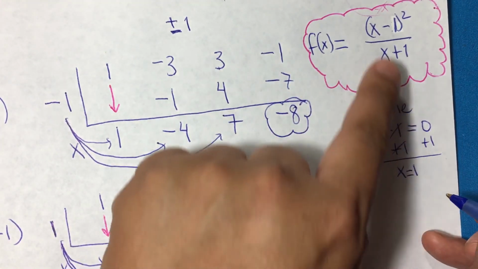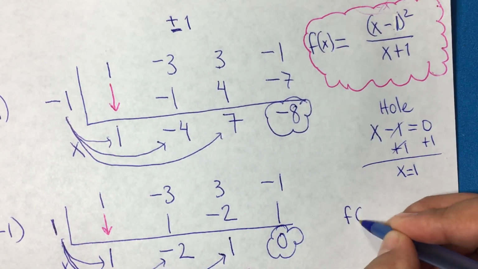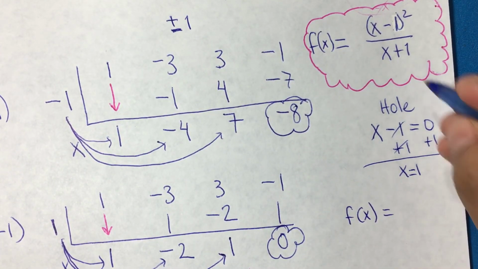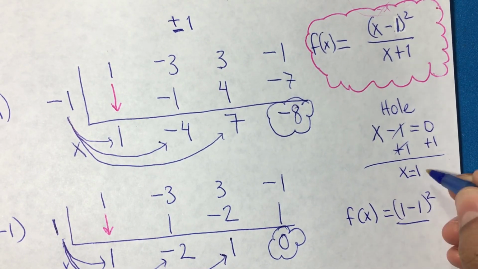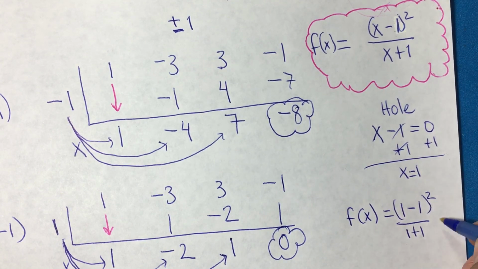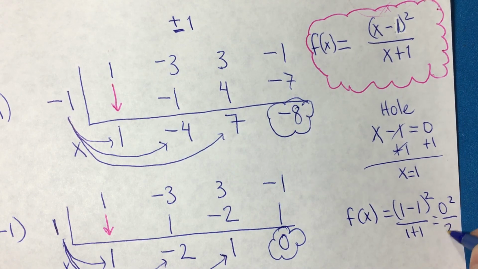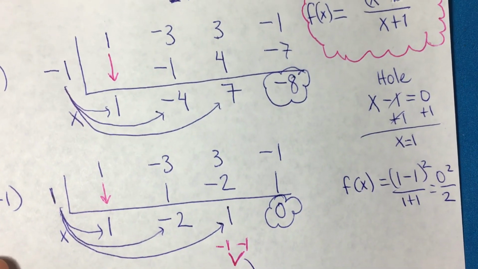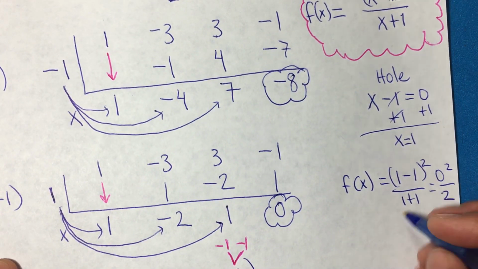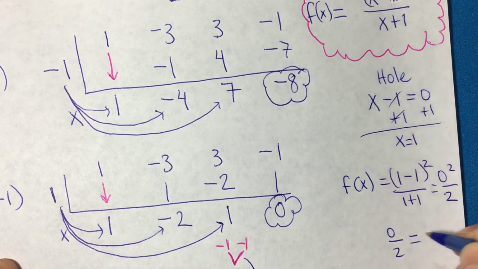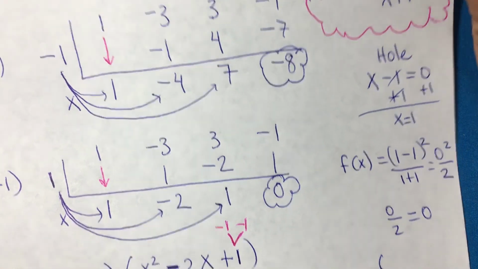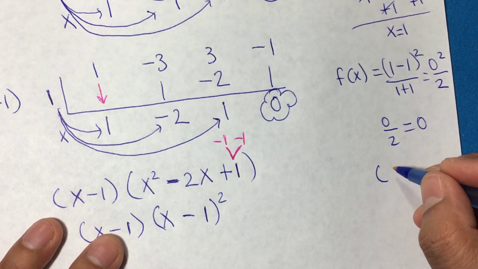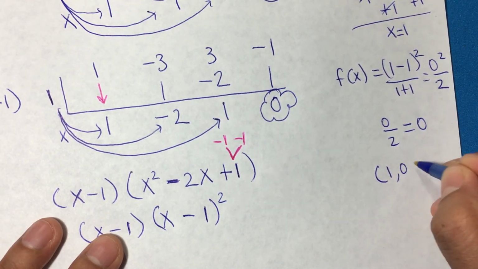And then we will replace that in our function, in the simplified function. So 1 minus 1 squared over 1 plus 1. 1 minus 1 is 0 squared over 2. 1 plus 1 is 2. And 0 squared is 0 over 2. And 0 divided by 2 is 0. So my removable discontinuity will be at point 1, 0.